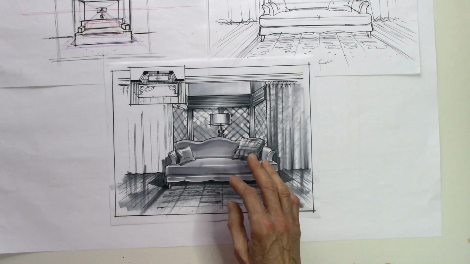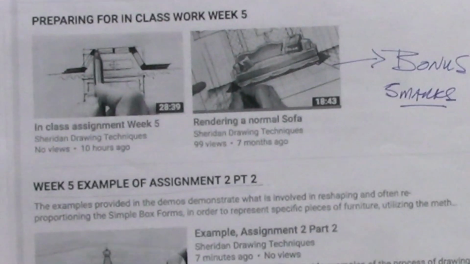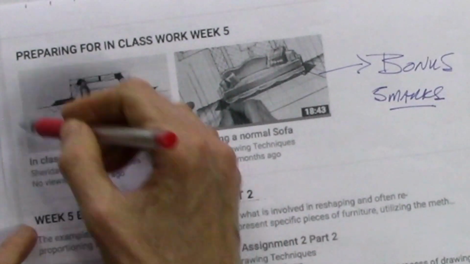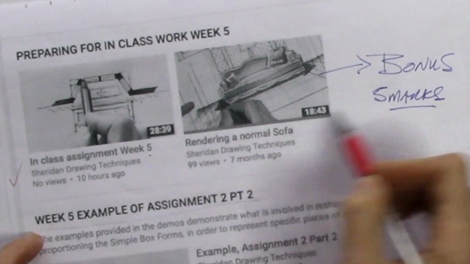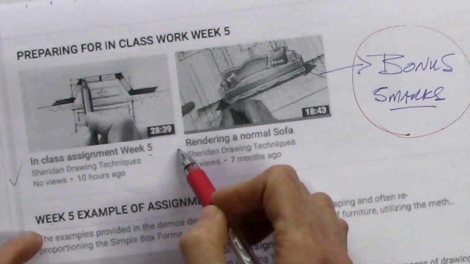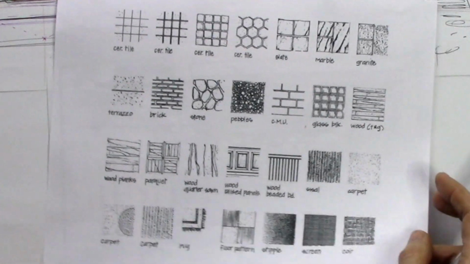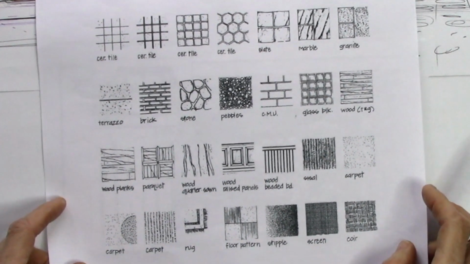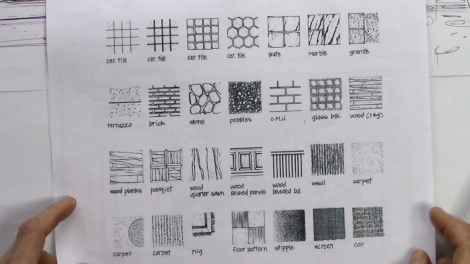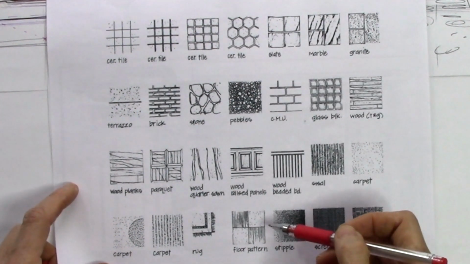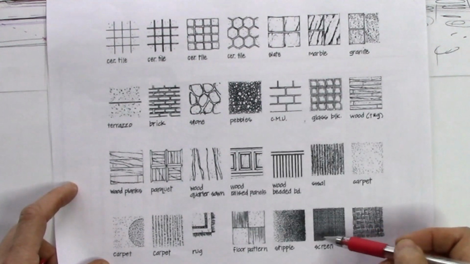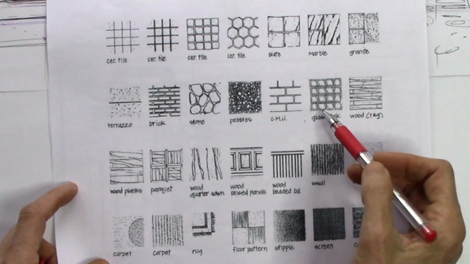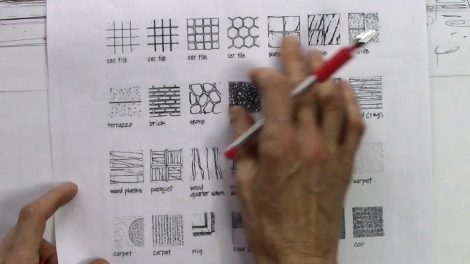To find information about that, you can go to our YouTube channel, and you'll see this is the instructions right here, in class assignment week 5. And for the bonus assignment, you can watch rendering a normal sofa. You might find this helpful as well. This is about floor plans and elevations. Nothing's in perspective here, but these are symbols that anyone, an architect or an interior decorator or a designer, would understand what you're talking about if you use these things as you see them.